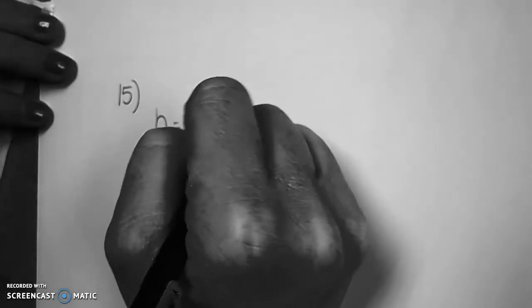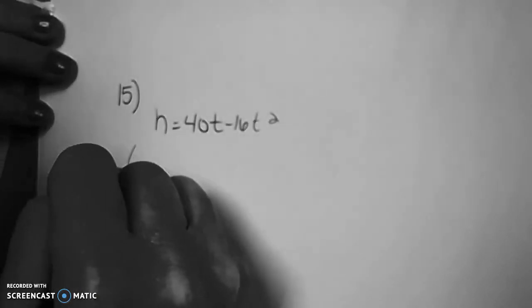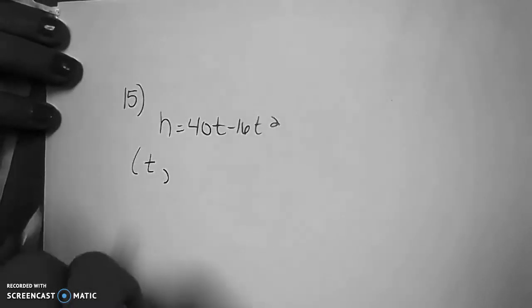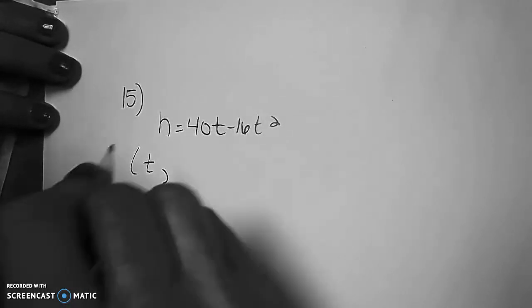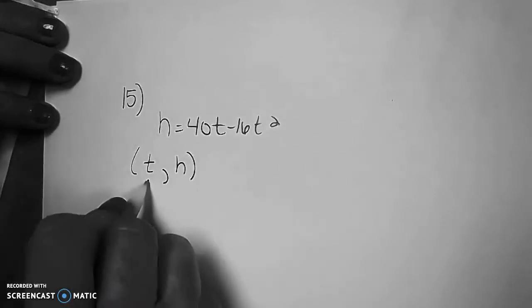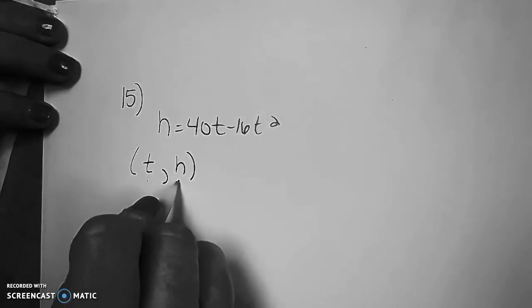It gives us an equation and tells us h is the height and t is the time. So t is where x normally is. So our x values are representing time, and the y values are representing height. So at a certain time, what is the height?